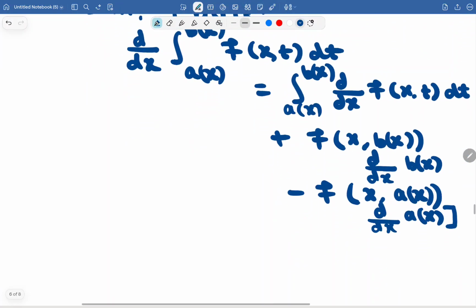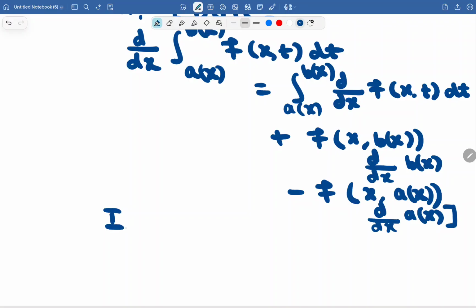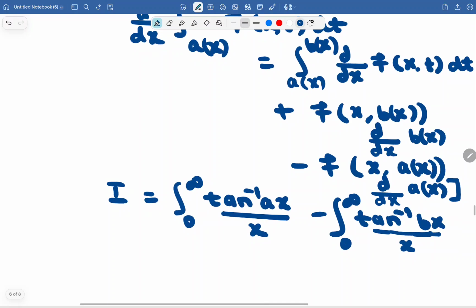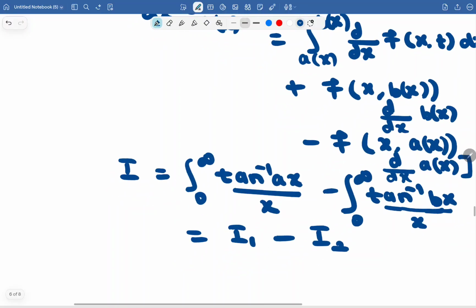Leibniz rule. The problem is, take it as I, integral 0 to infinity tan inverse of ax by x minus integral 0 to infinity tan inverse of bx by x. Take this one as I1, this one as I2.